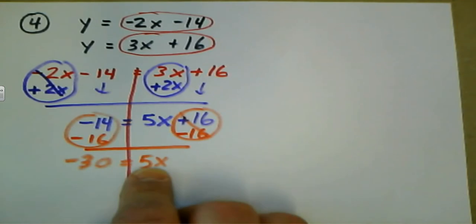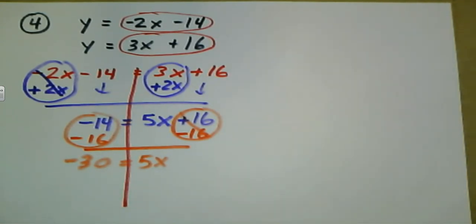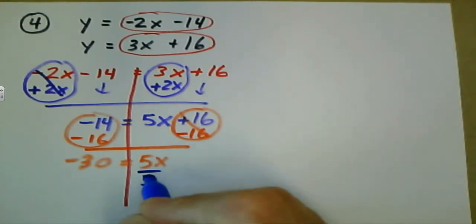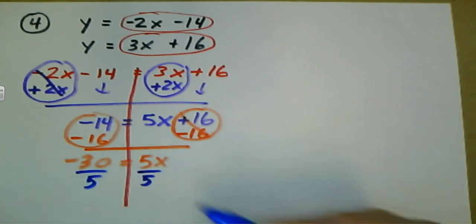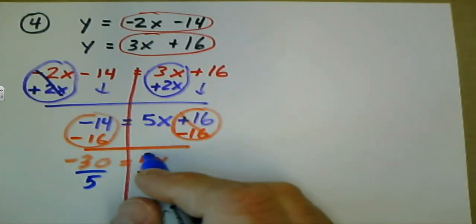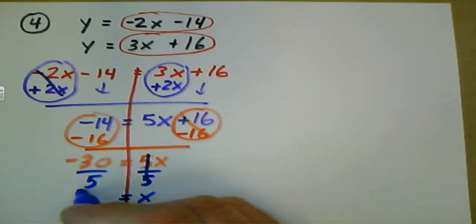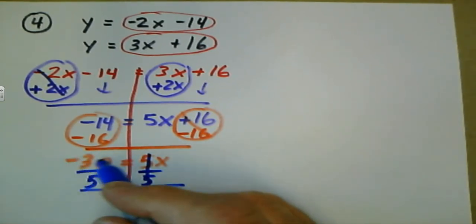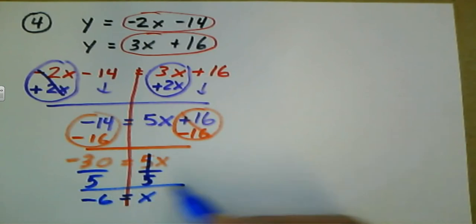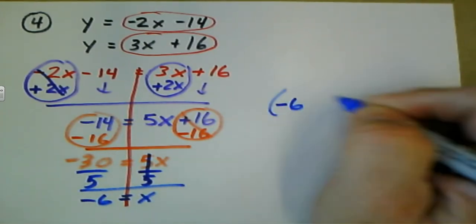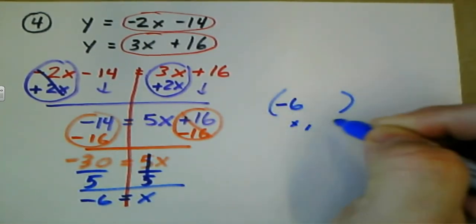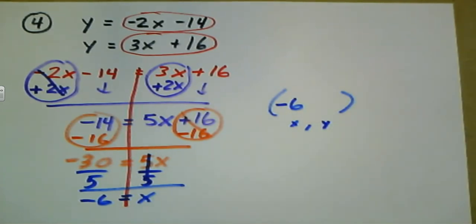And our final step, which you can see in your steps, step number 5, is to divide by the number that is attached or multiplied to the x. It's attached. Our opposite operations are gone. We're left with x. Negative 30 divided by 5 is negative 6. So our x value, which is that first one, is negative 6.